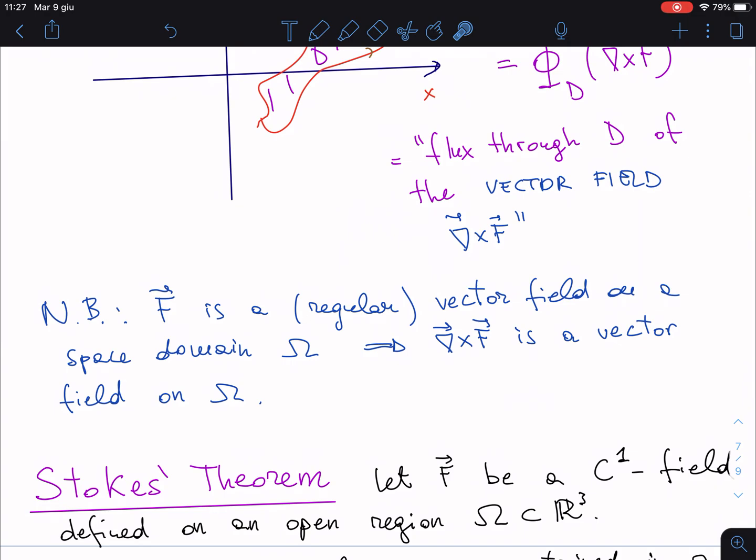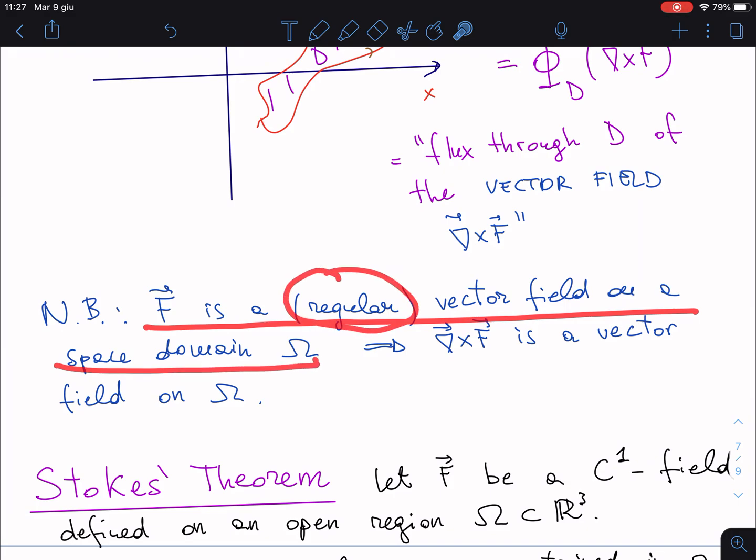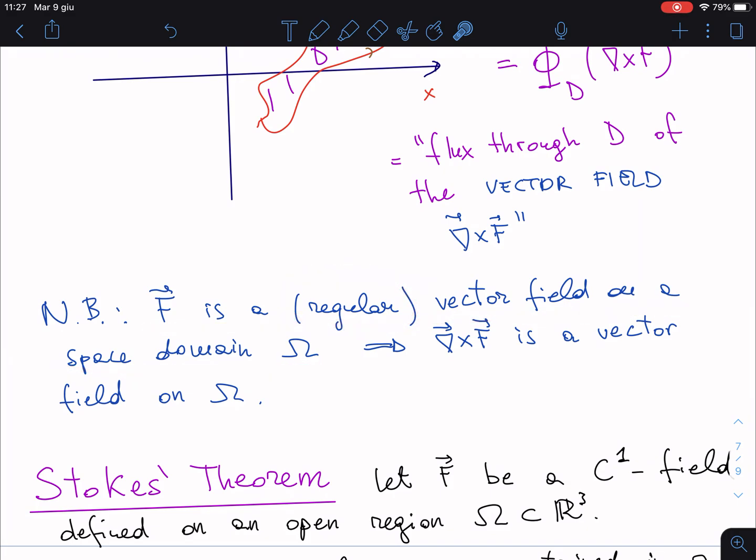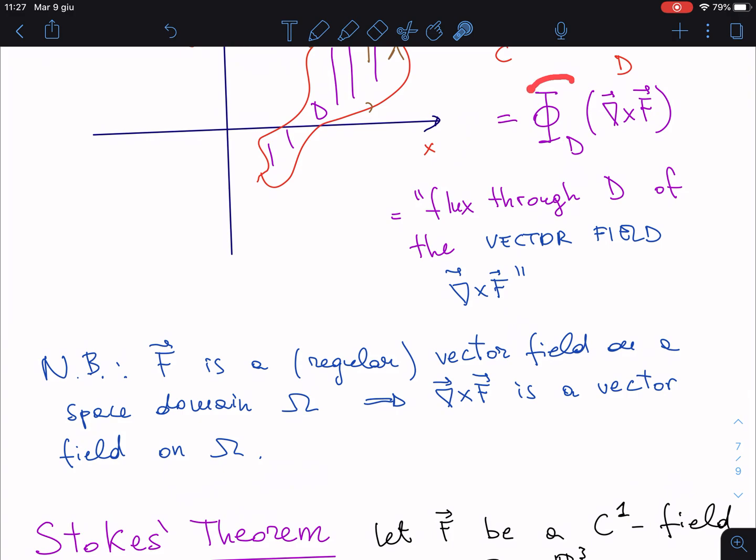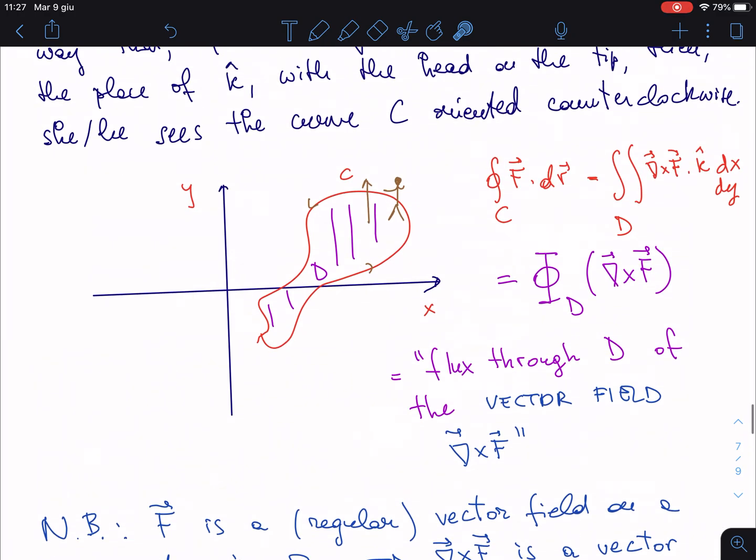Okay, this nota bene I already said: F is a regular vector field on a space domain omega. Regular means that you can differentiate it with continuity. Then also the curl of F is a vector field on omega, and so we are allowed to talk about its flux through a surface. Okay, and this is the content of Stokes' theorem.